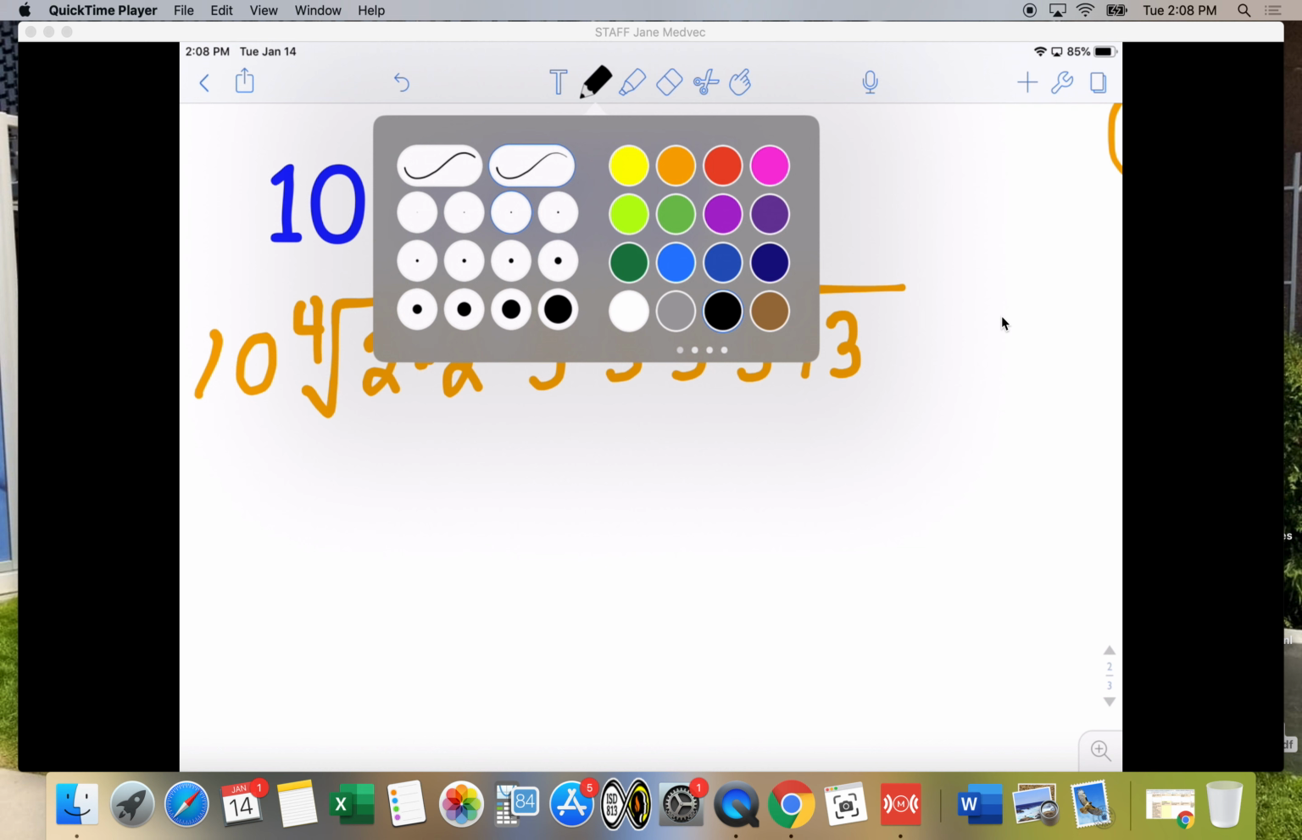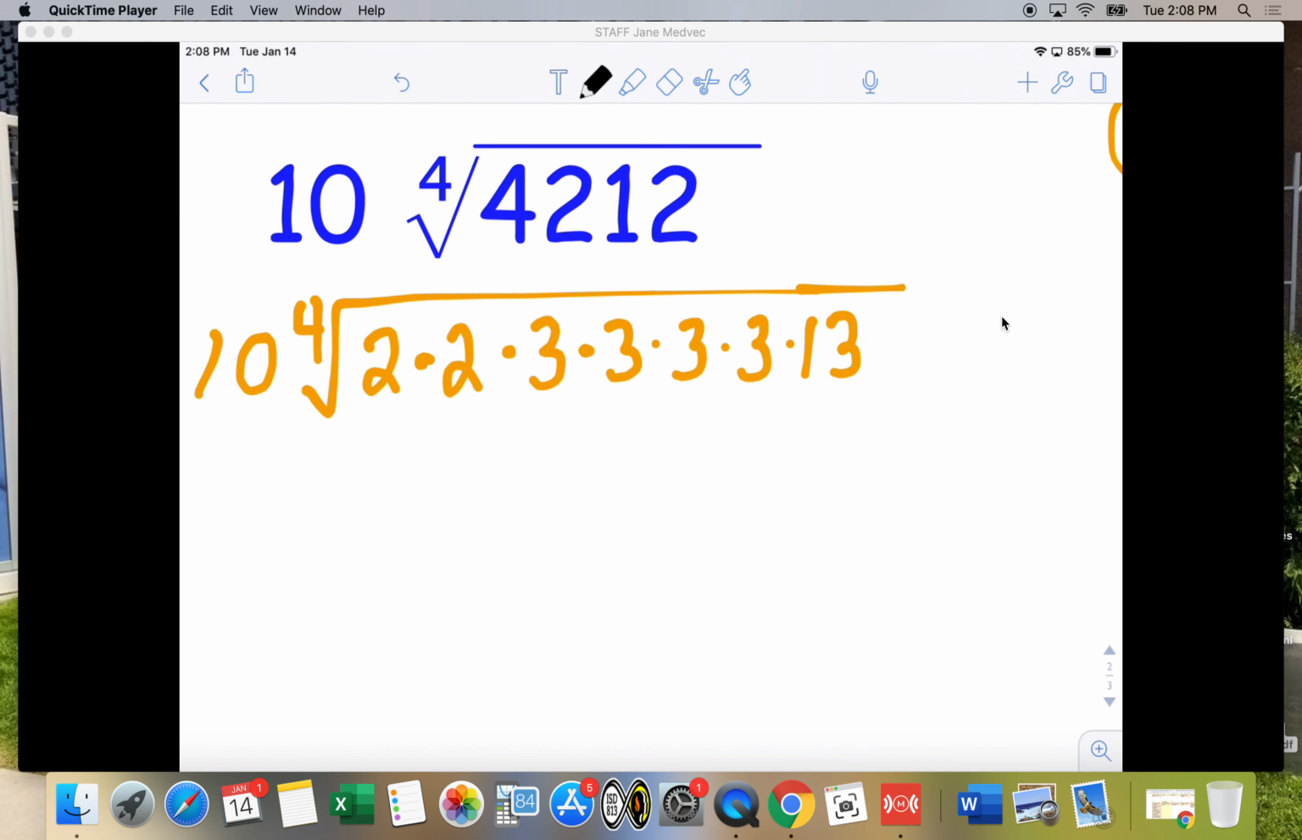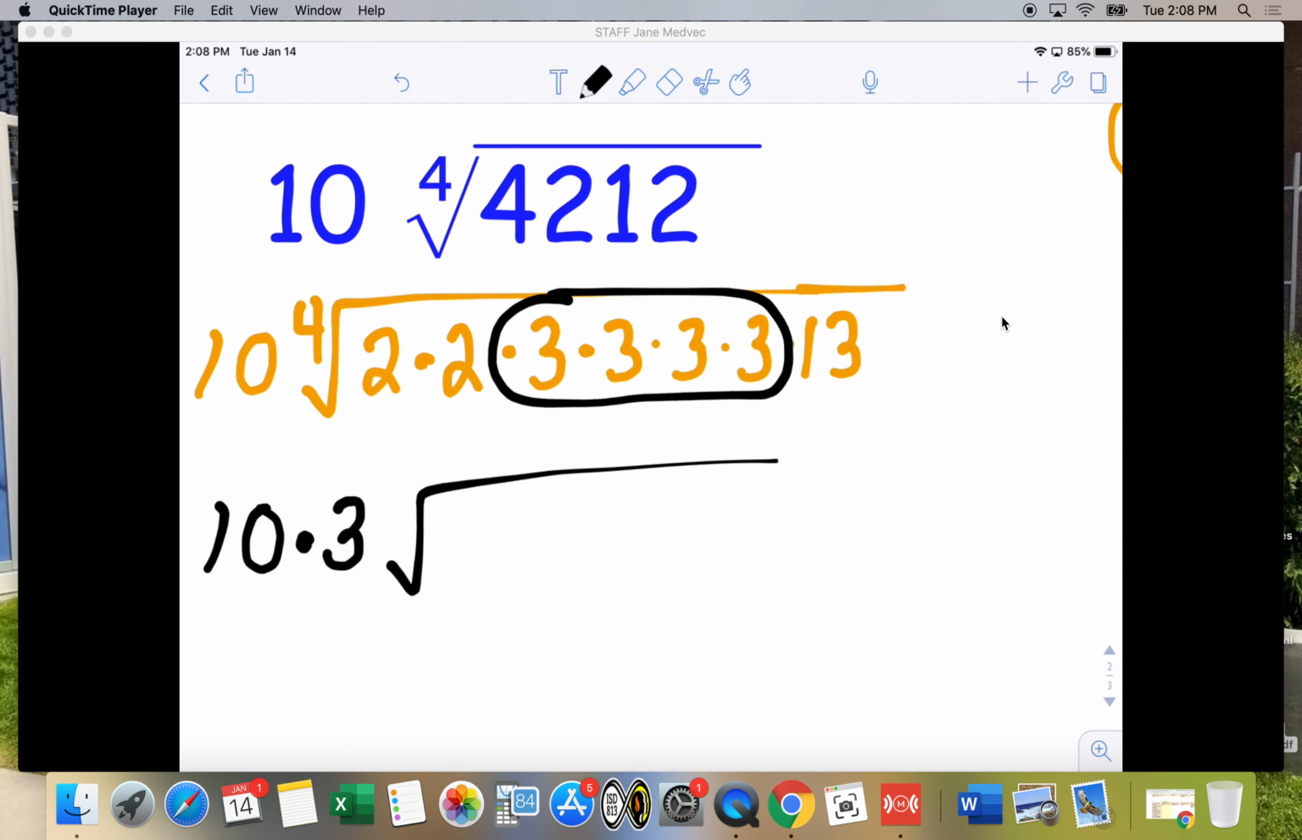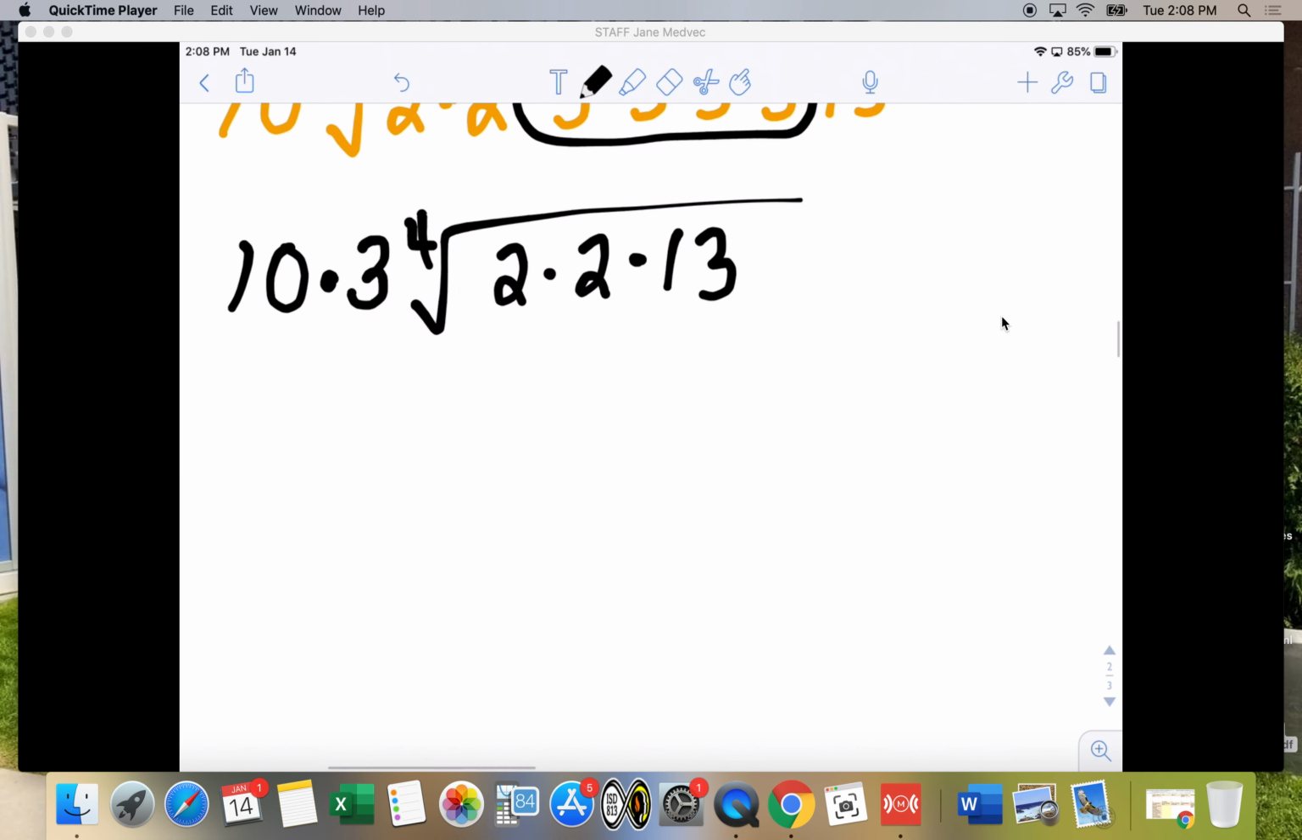And rather than circling 3 things, I'm going to circle 4 things. So I can circle a set of 3s. So I get 10 times 3 because I circled a set of 3s. And I got 2 times 2 times 13 left over. So what do I end up getting in the front? 30. Fourth root. What goes underneath?